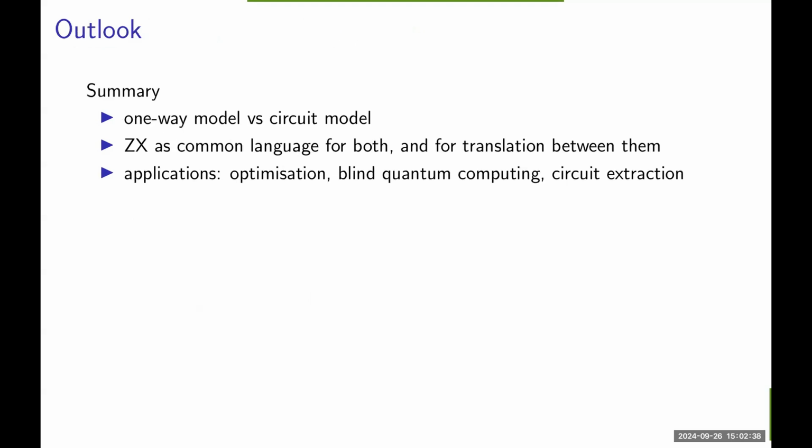So to summarize, I've talked to you about two different models of quantum computation: the circuit model that is taught in all introductory courses to quantum computing, and the one-way model, which is something much more intrinsically quantum. And I've talked about how we can use the ZX calculus to represent both of those models and also translate between them. And I've given you several applications of using the ZX calculus and these two different models in this way.